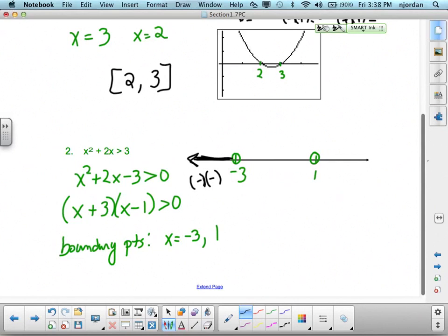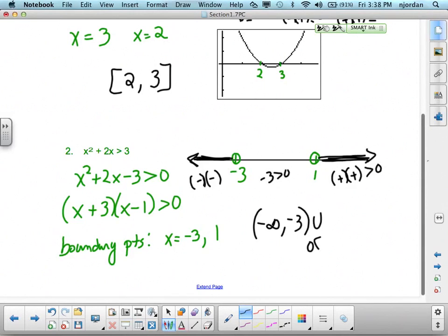Between negative 3 and 1 would be 0. Always pick 0 whenever you can. And that gives you negative 3 is greater than 0. Clearly that's not correct. And then to the right of 1, let's say x is 2. 2 plus 3 is a positive value, and 2 minus 1 is a positive value. So a positive times a positive is going to be greater than 0, and we shade on the outside of 1. The solution set for this problem will look as follows in interval notation: negative infinity to negative 3, union, or, remember we use the word or with union, positive 1 to infinity.